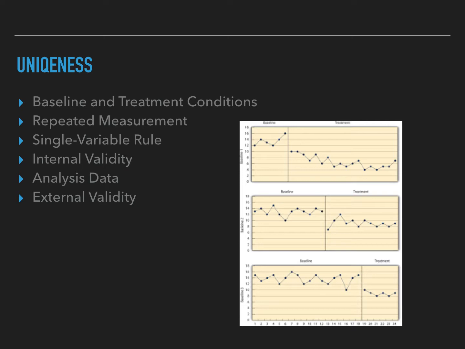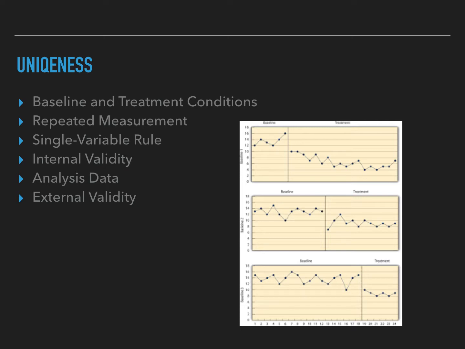Single variable rule. In a single subject experiment, only one variable is manipulated at a time, and this allows researchers to truly see the impact of a variable on the outcomes. Internal validity rule. In a single subject design, the repeated baseline measurements allow the researcher to discount more threats to the internal validity of the design.